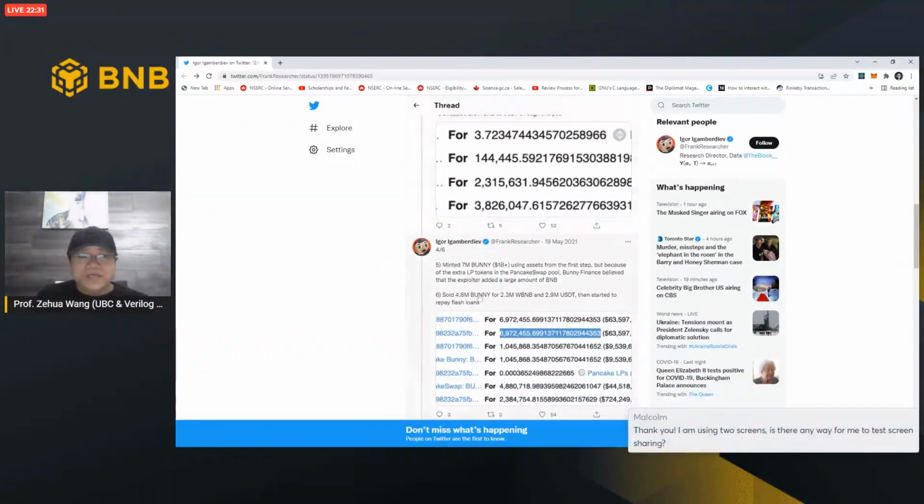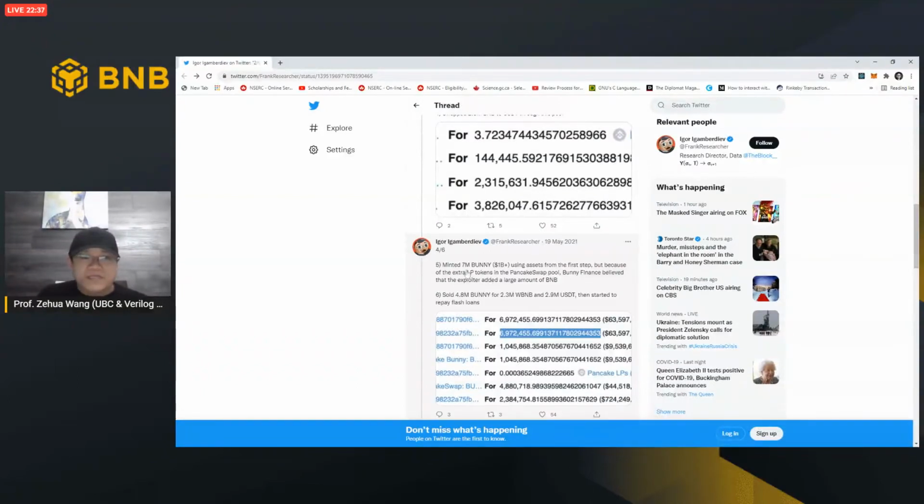Okay, and this means because it did a lot of swapping, because of the extra liquidity, the LP tokens in the PancakeSwap pool, the Bunny Finance believes that this exploiter added a large amount of BNB. So this is the most important step in this hack.